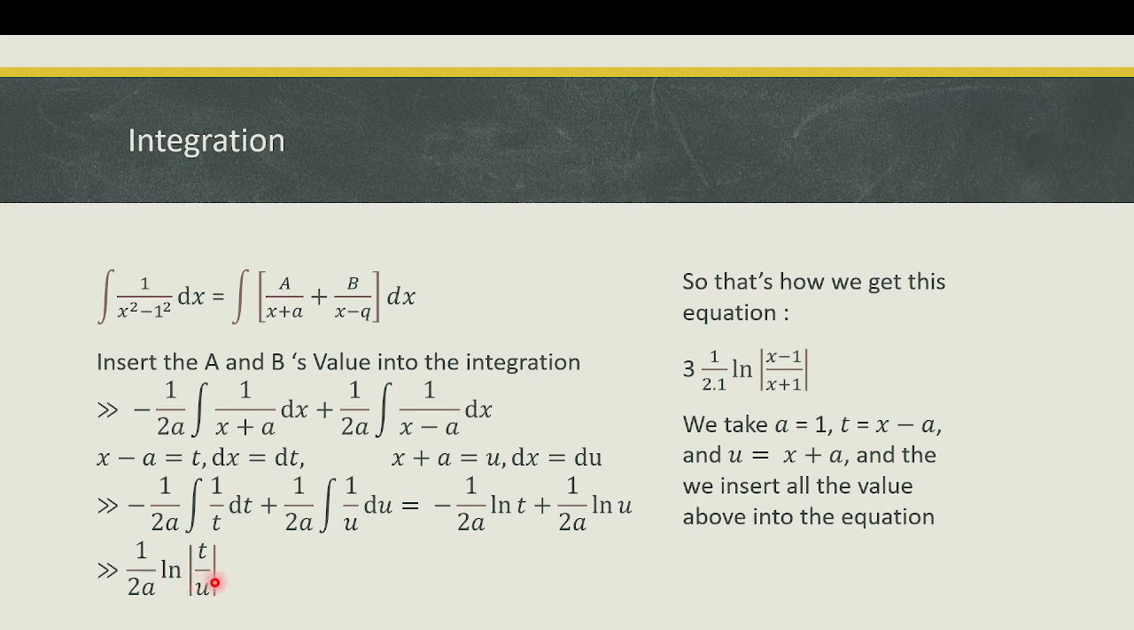This bracket here is called the absolute value. So that's how we get this equation: 1 over 2 times 1 ln the absolute value of x minus 1 over x plus 1. We take a as 1, t is equal to x minus a, and u is equal to x plus a. And then we insert all the values above into the equation, so we get this equation. And this is the final answer.